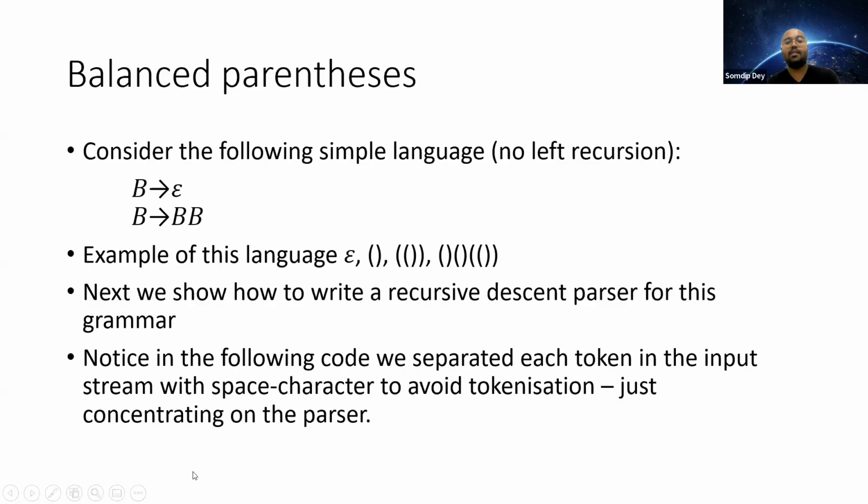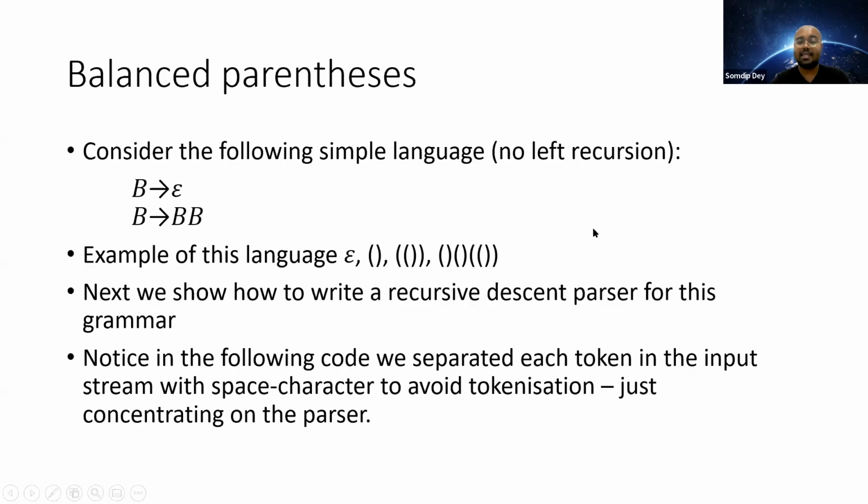So for example, let's say you have the following simple language which has no left recursion. The language is B produces epsilon, B produces BB. So this is an example of a language that will produce brackets. Here B stands for brackets. So this language produces either empty or it can produce the brackets in general.